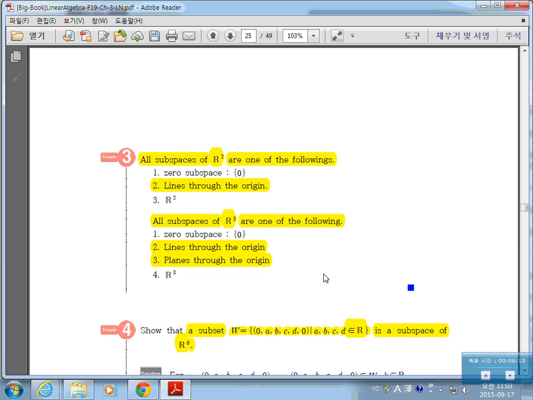Next, think about all subspaces of R5 and classify them. Can you do that? Subspaces of R5. What types will there be? That's your homework.